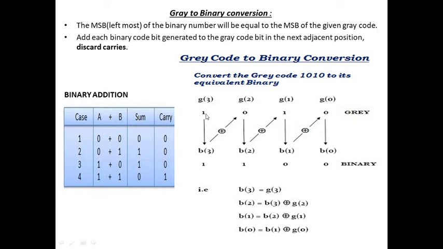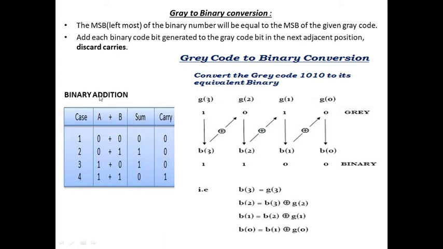In this example, 1010 is a gray code. This is your MSB, this is your LSB. Now you have to generate a binary code. So this MSB will be just copied down as the MSB of the binary number. Next, add each binary code bit generated to the gray code bit in the next adjacent position, and you have to discard the carries. While doing the addition, keep in mind the rules.